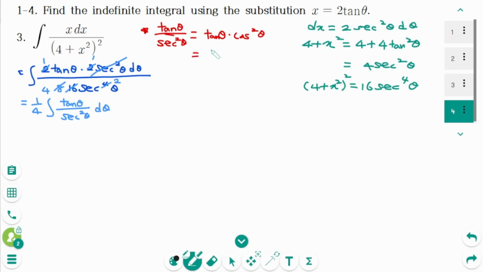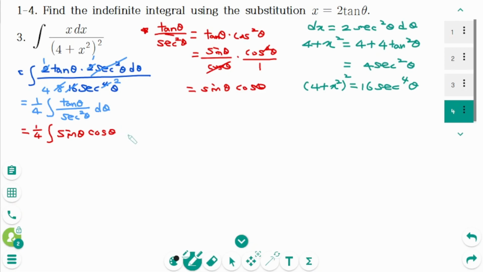Then tangent is sine theta over cosine theta times cosine squared theta over 1. Then cosine is cancelled, leaving sine theta times cosine theta. Then 1 over 4 integral of sine theta cosine theta d theta. Then there are two ways from here.